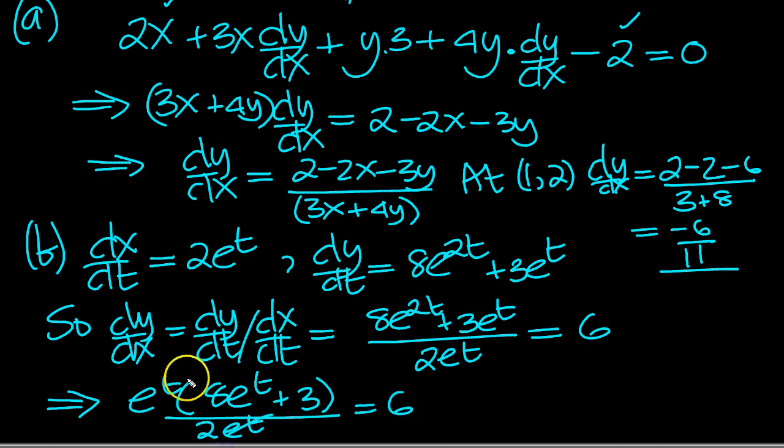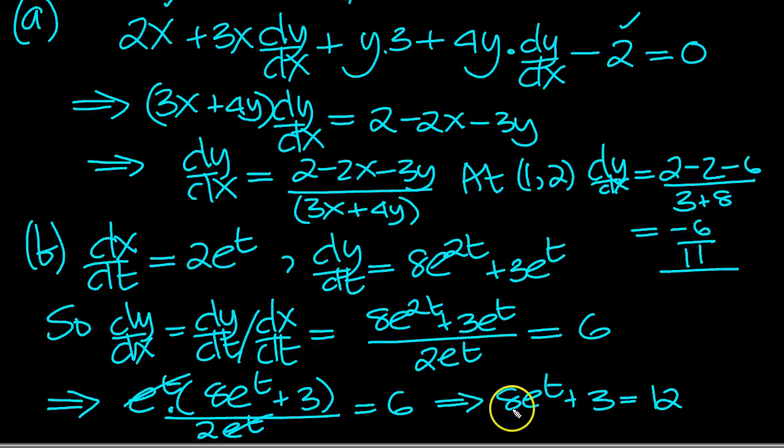Now we can cancel common top and bottom, the whole of the top and the whole of the bottom it needs to be, of course. So move the 2 up to be with the 6. So we get 8e to the t plus 3 is equal to 2 times 6 is 12. So what have we got then? We're nearly solving the problem now.